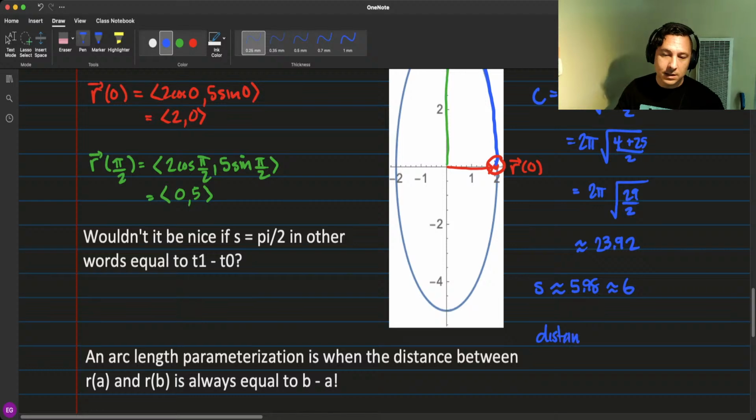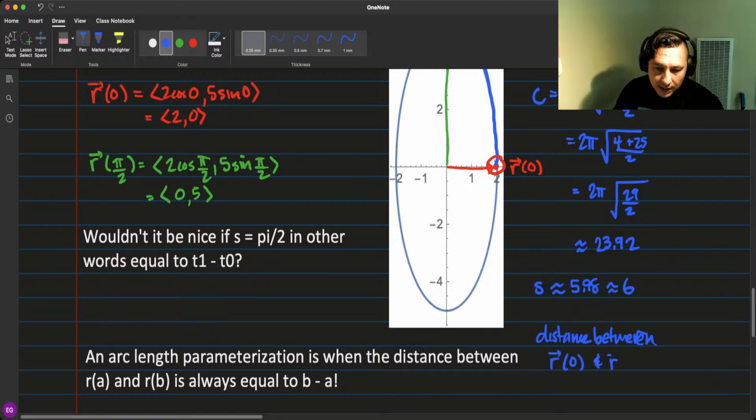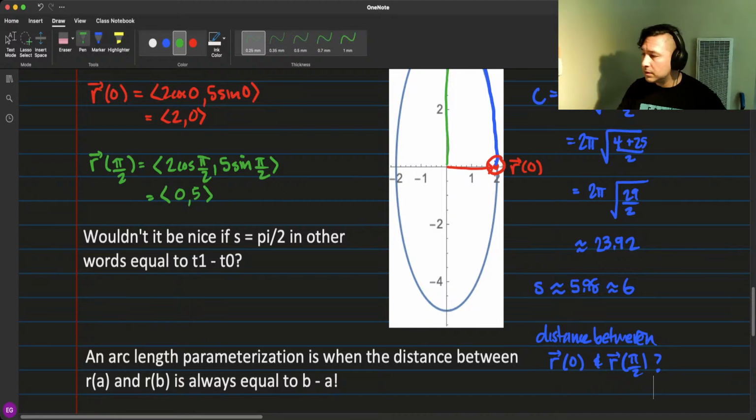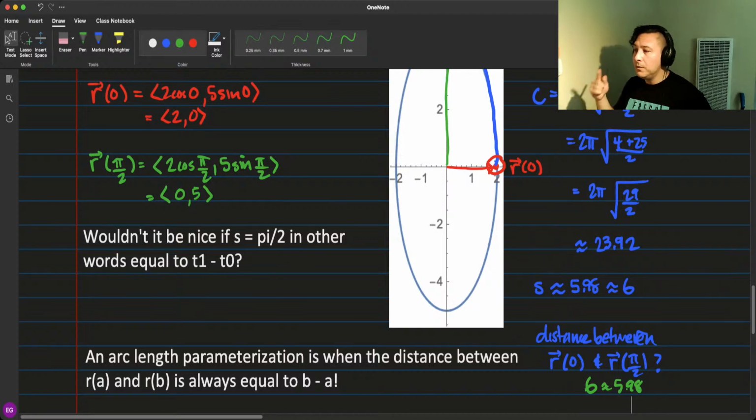So what was the distance between r of 0 and r of pi over 2? Remember, it was 6, or 5.98. Now, if it was an arc length parameterization, what would the distance have been?